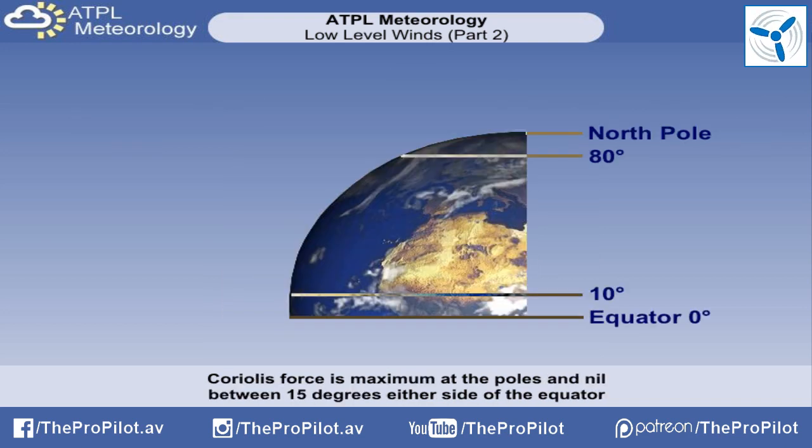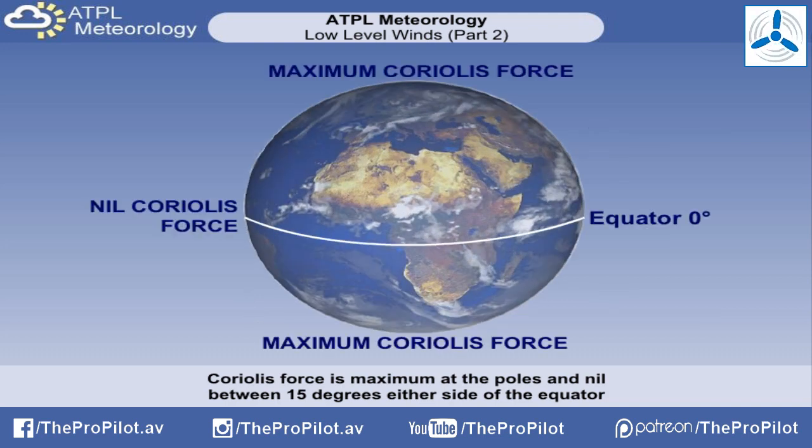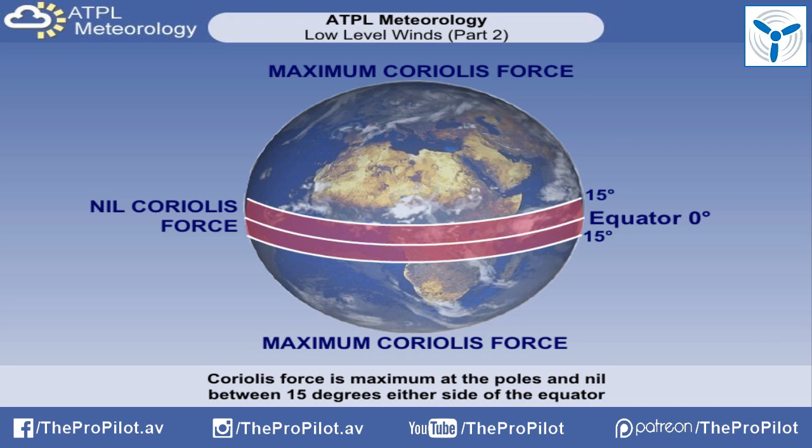The difference in speed between two fixed points is greater nearer the poles than the equator. Looking at the diagram, we can see two locations near the equator. These 2 points will have only a small difference in speed, but the 2 points nearer the poles will have substantial speed differences. Therefore, the Coriolis force is said to be greatest at the poles and nil at the equator. However, the magnitudes of the Coriolis force within 15 degrees either side of the equator are so small we actually consider the force to be nil within this zone.